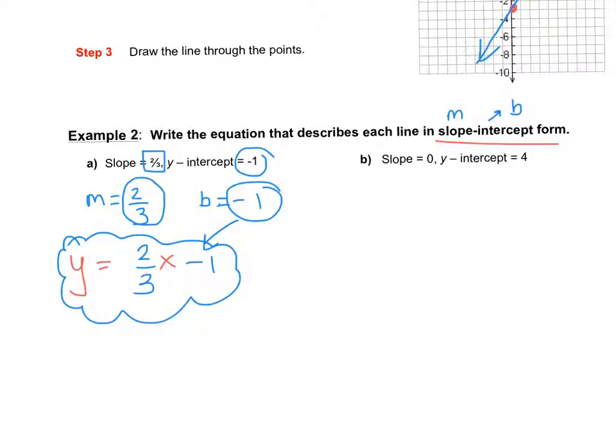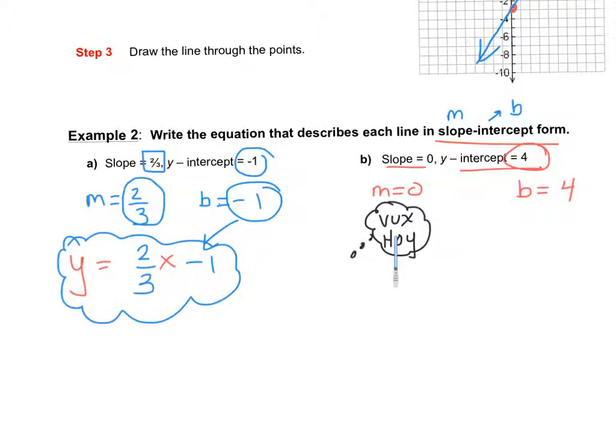In this case, the slope is 0. That means it's a flat line. The y-intercept is 4. That means the b is equal to 4. If it is a flat line, if it is a horizontal line, if you remember HOY, this is just a shortcut way of recognizing that if it is a horizontal line, which a slope of 0 means it is, then it's y equals, which means it's just y equals 4.